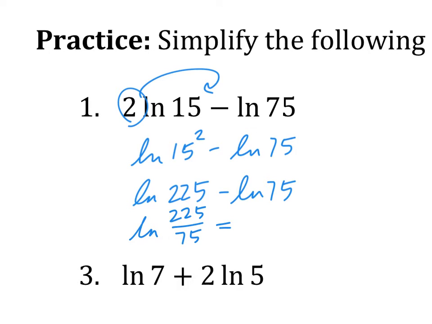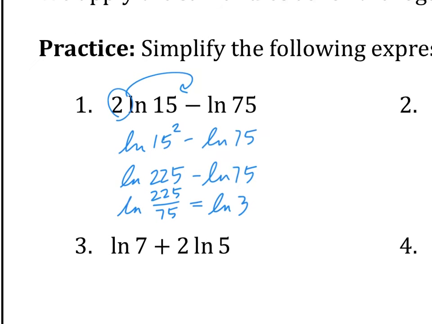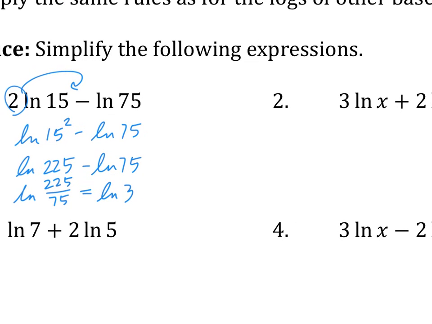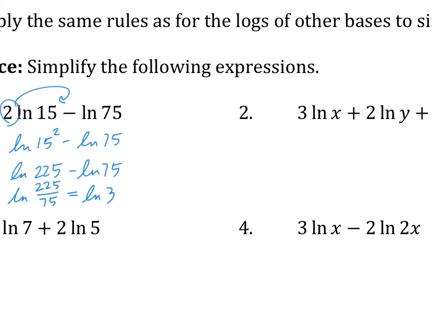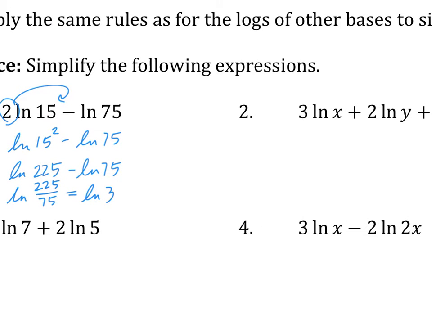We can simplify that, but there's nothing we can do to cancel anything because natural log is base E, and there's nothing in there to cancel that. So 225 divided by 75 is 3. So it's just natural log 3. And there's nothing else we can do after that. Okay, let's have you practice 2, 3, 4. So ln still works like a log. Yeah, ln is just the same as a log. It is a log, just base E.